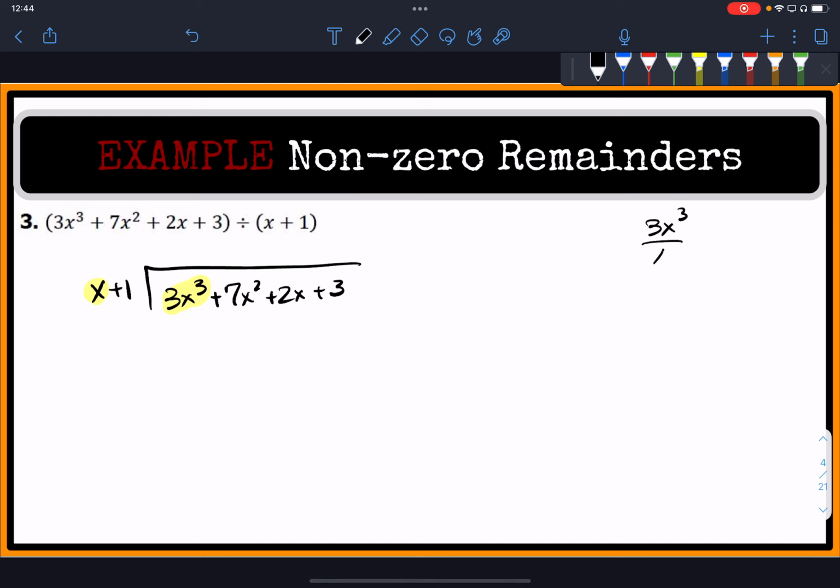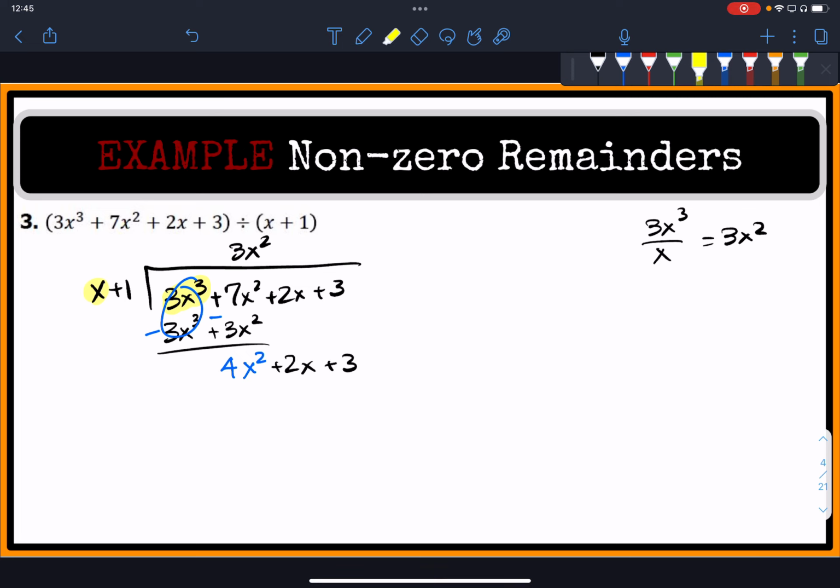3x to the third power divided by x is 3x to the second power. So that lines up above the 7x squared. Multiply, plus 3x squared, and subtract. This becomes 0. This is 4x to the second power plus 2x plus 3. And now we start again. So now 4x squared gets divided by x, and that's going to be 4x.